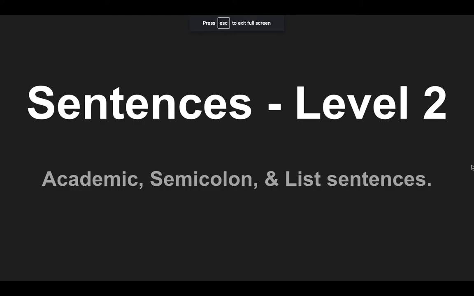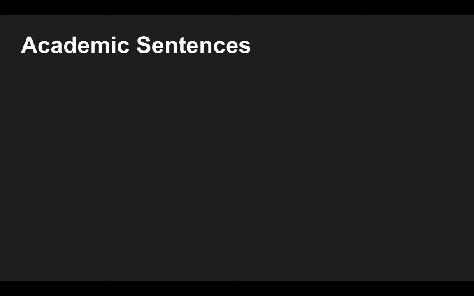Sentences, Level 2. In this mini lecture, we will be looking at academic, semicolon, and list sentences. So the first structure we're going to talk about in this lecture is the academic sentence. So let's jump straight in.